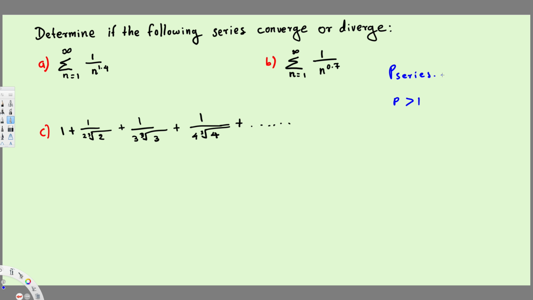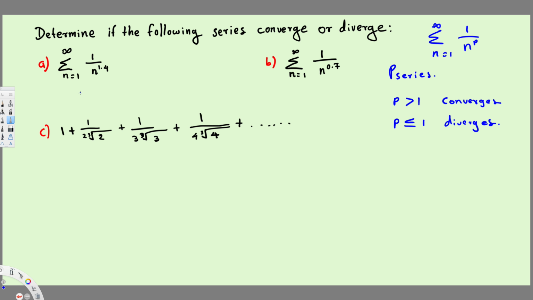First of all, we have to know what P is. If we have sigma n equals 1 to infinity of 1 over n to the power p, the power is going to be the p. So in the denominator, whatever the power is, that's going to be the p. If the p value is greater than 1, it converges. And if the p value is less than or equal to 1, it diverges. That's the generic rule.